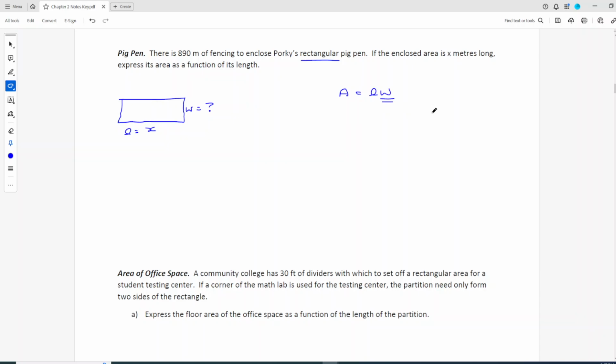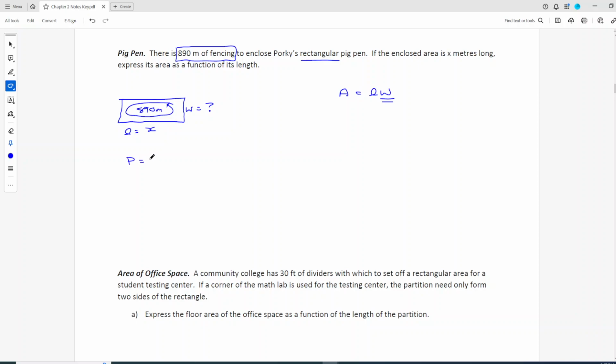Now, I also hate that the textbook always says length is x. I'm like, just let length be L, but whatever, it's fine. Okay, so if you use length as L, that's fine. But how am I going to replace width? What else have they given me? Well, they've given me this 890 meters of fencing. What is that? Well, I have 890 meters of fencing to go all the way around the perimeter. Ooh, I just said it. The 890 meters is the perimeter of your fencing.